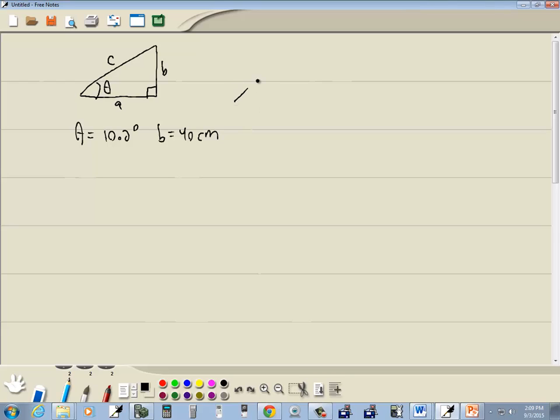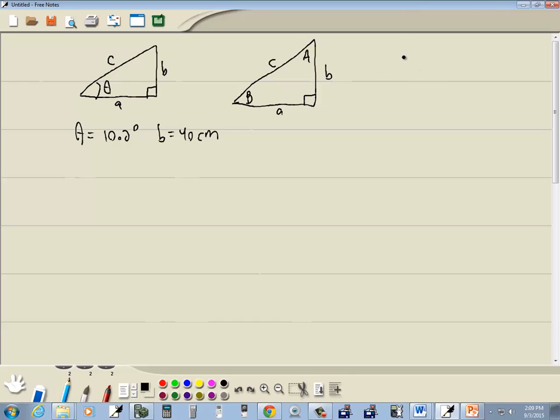Well, let's draw our picture again. Made it a little bit bigger just so we can see it easier. This is B, A, and C. Our angle that's opposite side A is angle A. Our angle that's opposite side B is angle B. And then angle C would be the 90 degrees here.